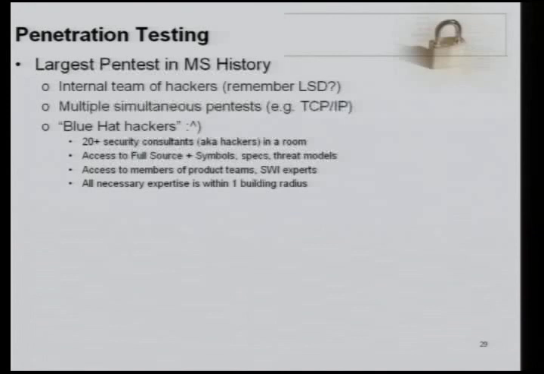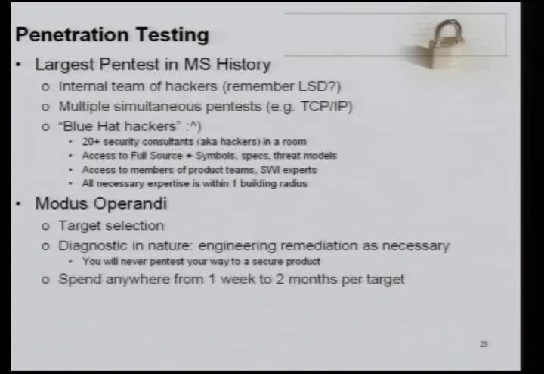I mean, if you think about it, if you go and pen test Windows Vista, if you have a question about the kernel, the stack, the heap, the service, RPC, decomp, all that stuff is really within about 300 feet plus or minus of where these guys are.